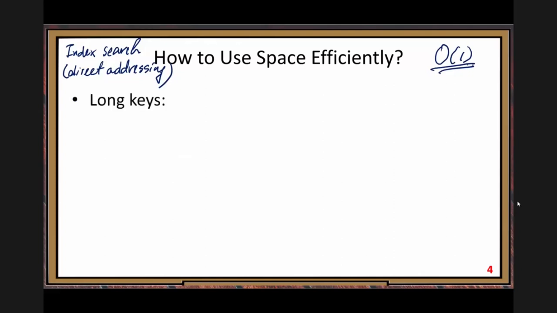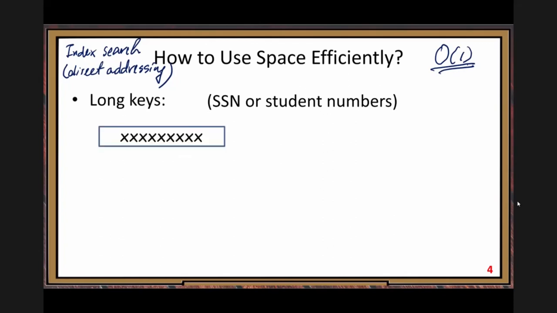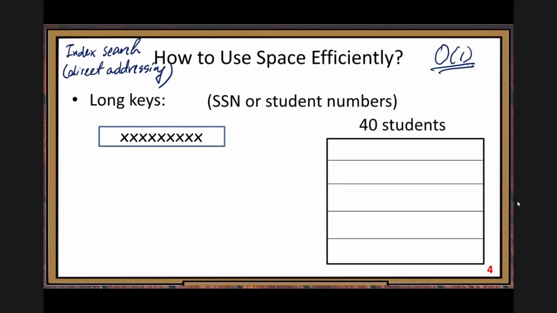Long keys. We need to store our data with long keys, like SSN or student number. Here, I just use a typical class, students in a class. We want to store the information for those students. If we use their ID, we have long keys with many digits to store students. Assume 40 students in this class. Any question?